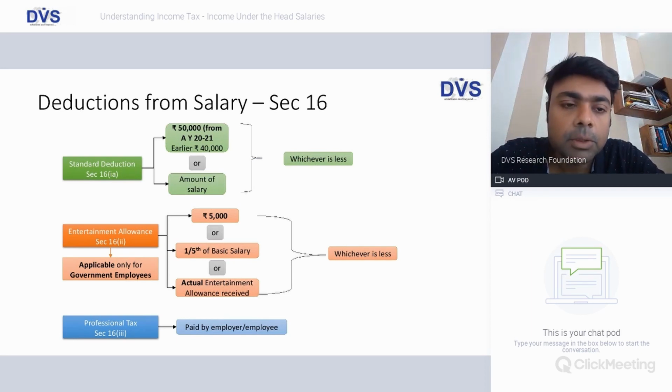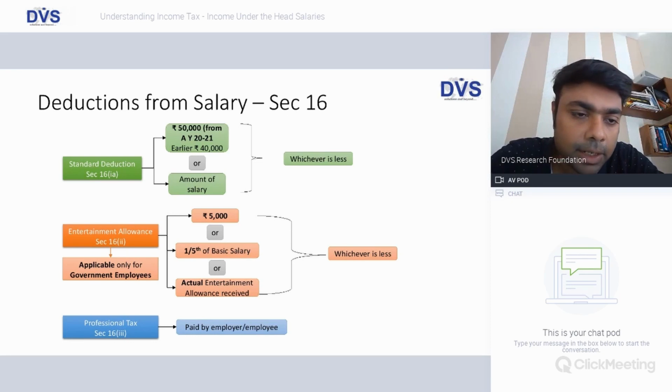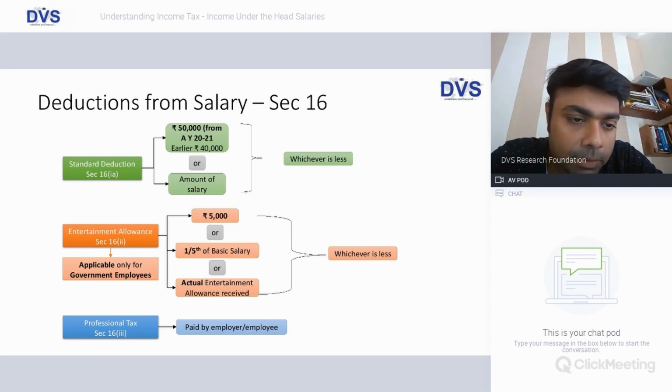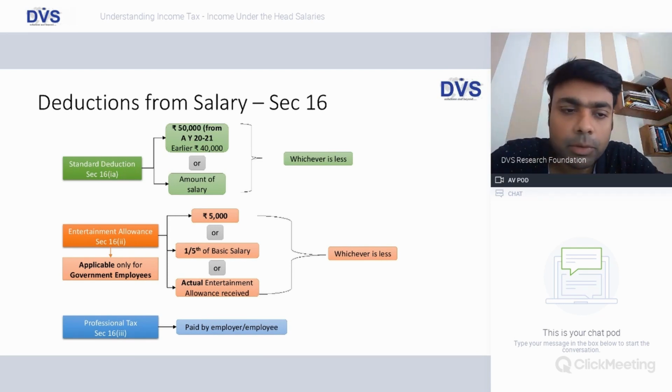Deductions. Standard deduction has been reintroduced, and the current standard deduction for the salaried category is 50,000 or the amount of salary, whichever is less. So, friends, currently we have three deductions under salaries: standard deduction, entertainment allowance, and professional tax. Entertainment allowance is available only for government employees, whereas professional tax and standard deduction are available for all employees. So the standard deduction limit is 50,000 or salary, whichever is less.